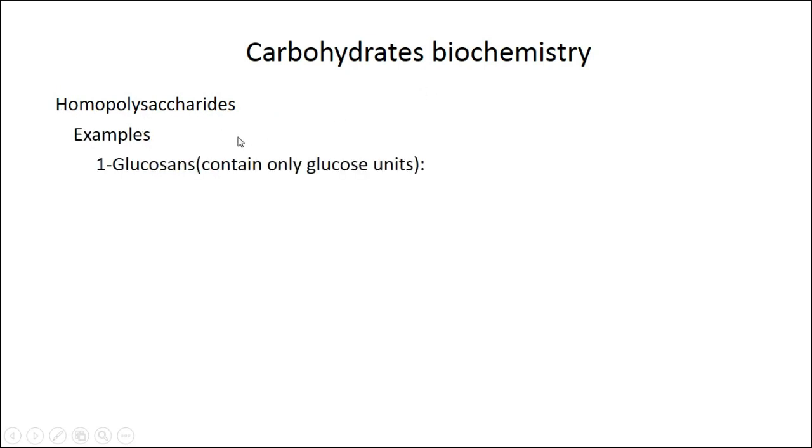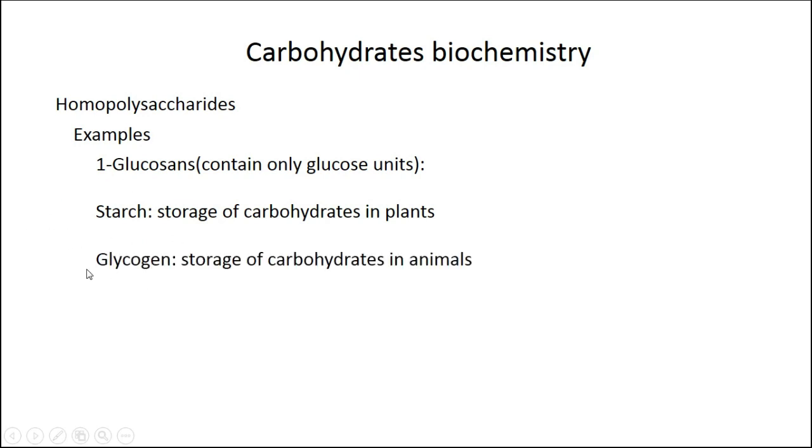For example, glucosanes are a group of homopolysaccharides. They contain only glucose units in their structure. We have starch, which is a storage of carbohydrates in plants, and it is formed only of glucose units. Also glycogen, it is formed of glucose units and it stores the carbohydrates in animals. And we have cellulose, which enters in the structure of the plant cell walls.